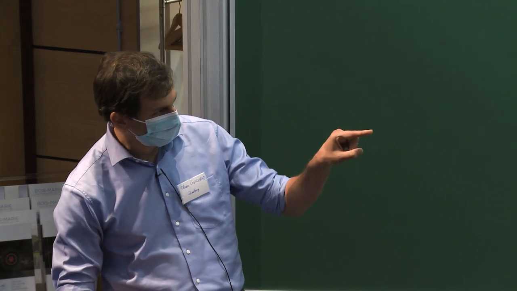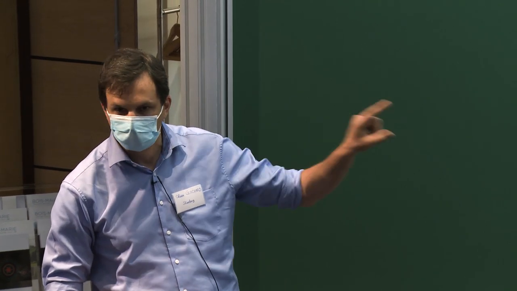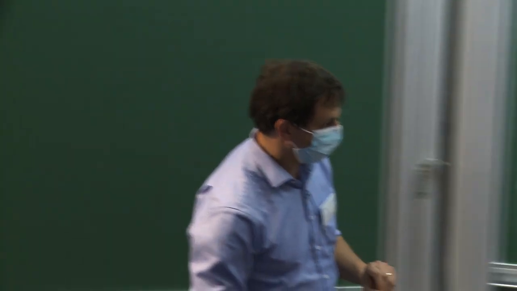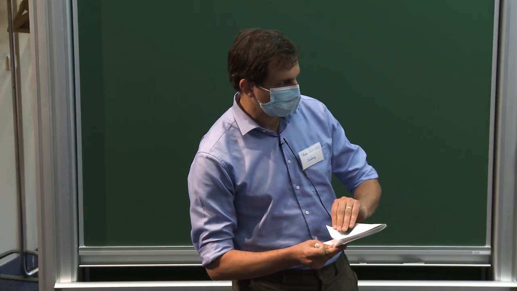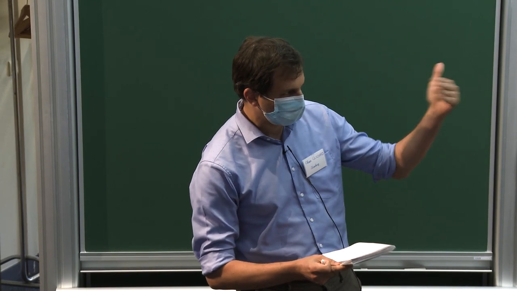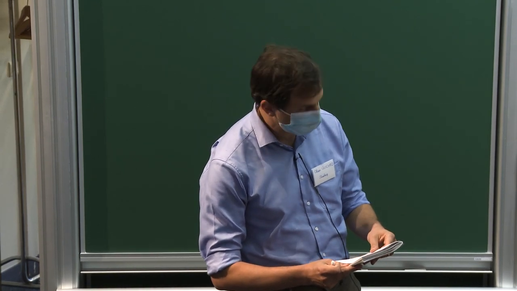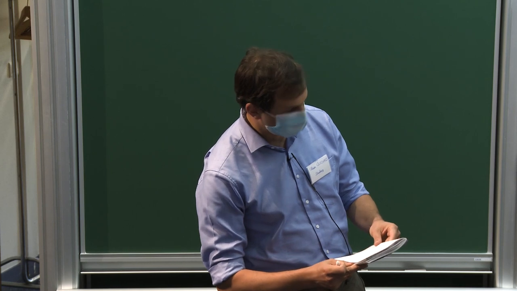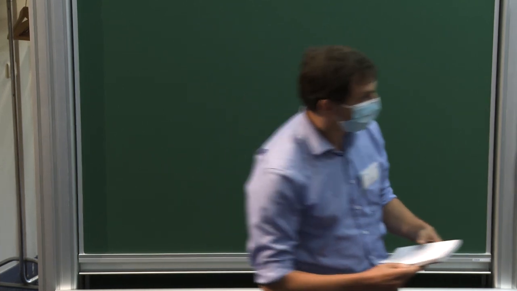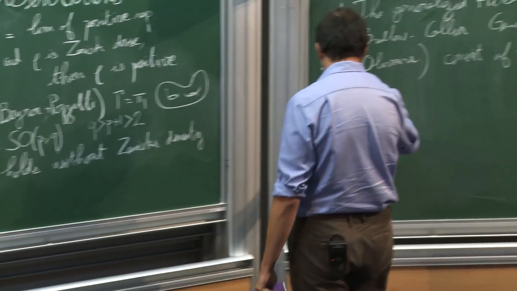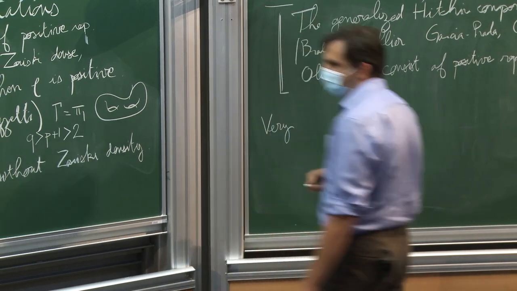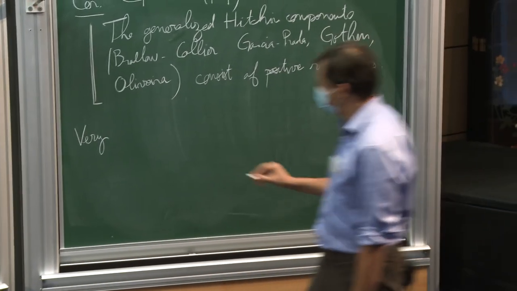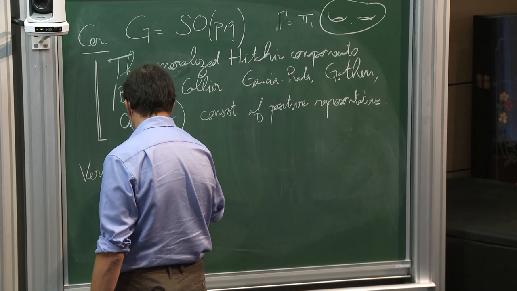Okay. So, but for Q equals P plus 1, there is a Hitchin component, but it was known before that it consists of positive representations. Okay, so what are the cases that were previously understood of positive representations? They are really actions on the circle.